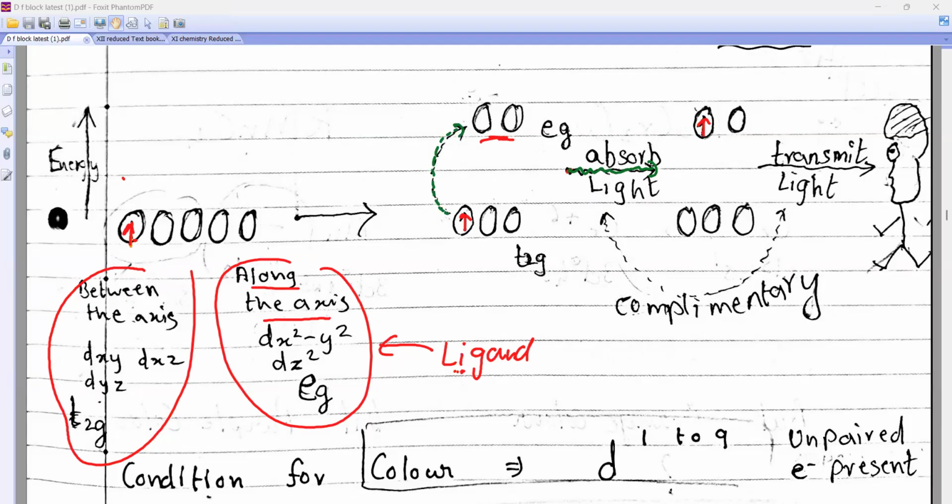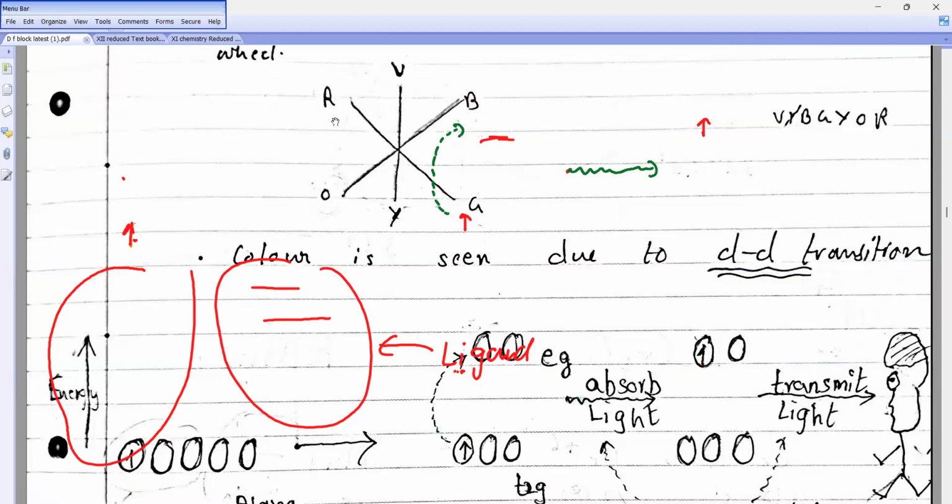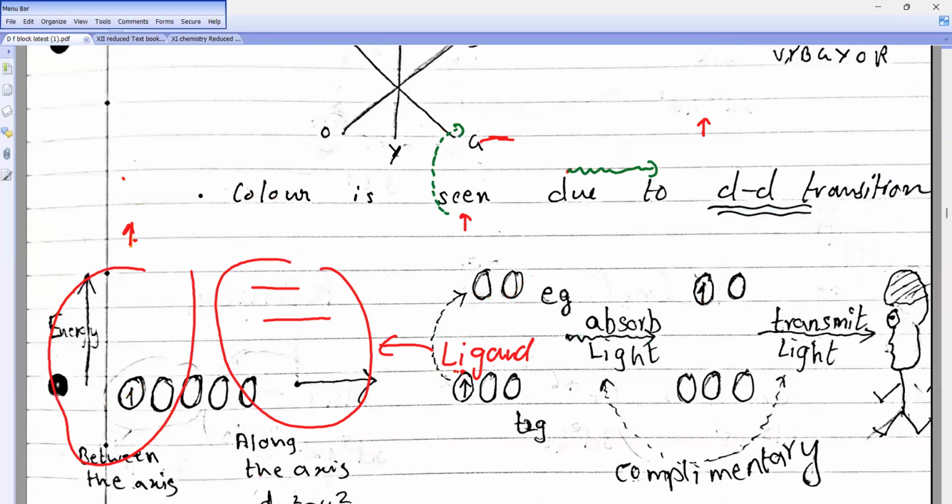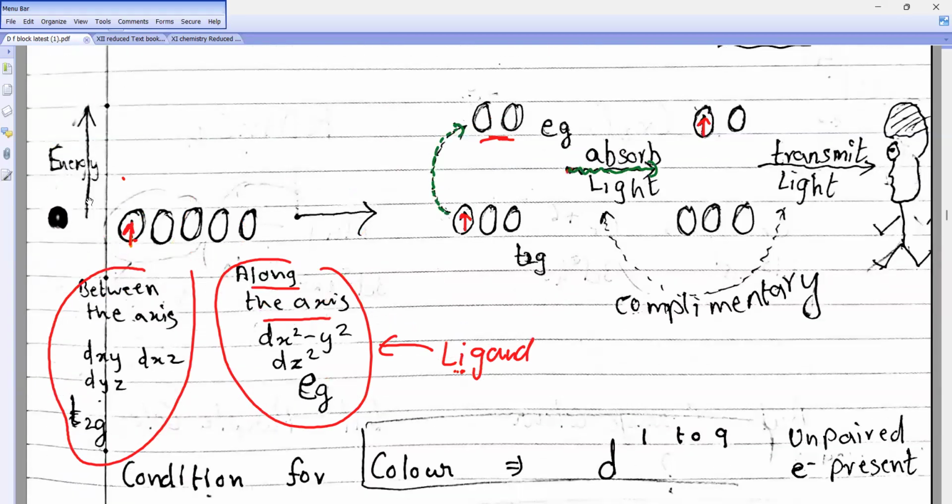Okay. So suppose once it is going to this higher state, it is absorbing, let us say, red color. What is it absorbing? Red color. It is absorbing here which color? Red color, the frequency of red color.